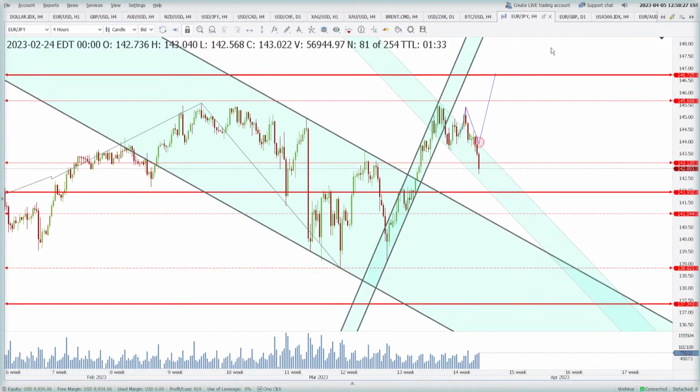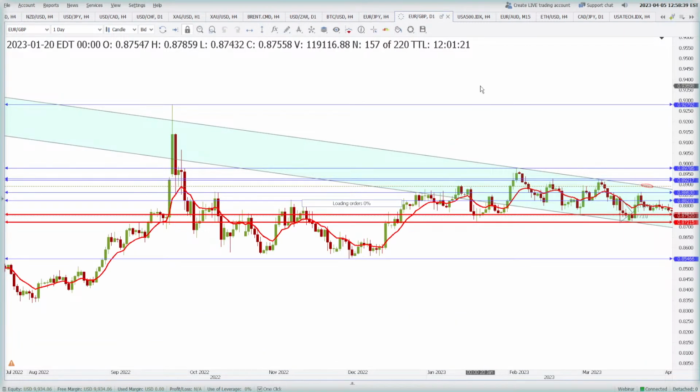So I was talking about the euro against the yen. I think now the next stop will be 141.93. On the higher side, 143.13 will be providing resistance to the euro against the Japanese yen.